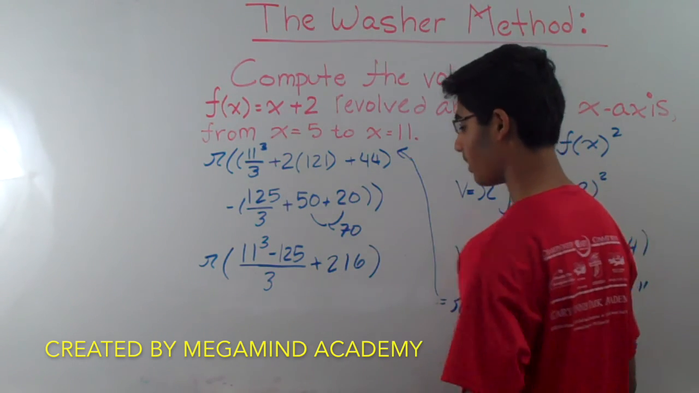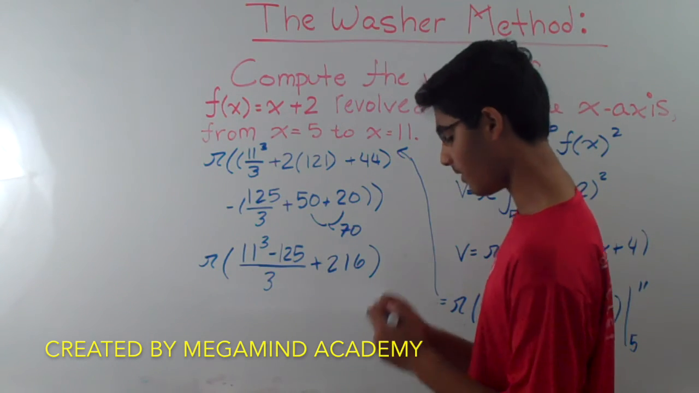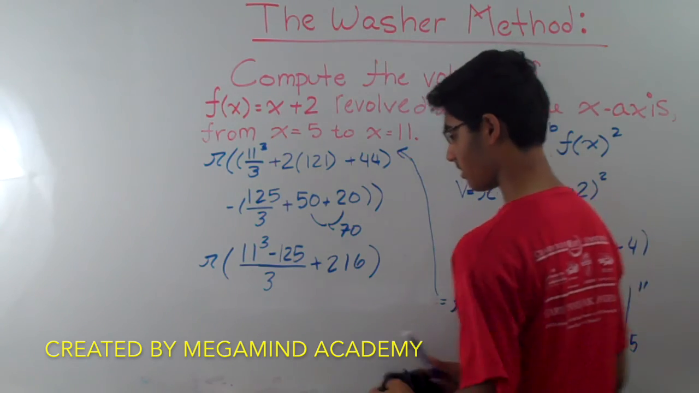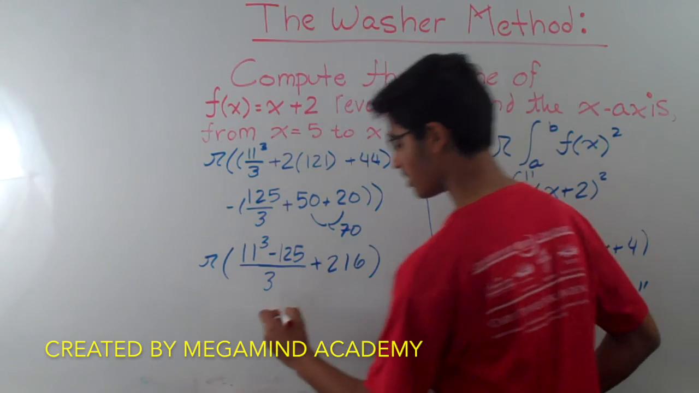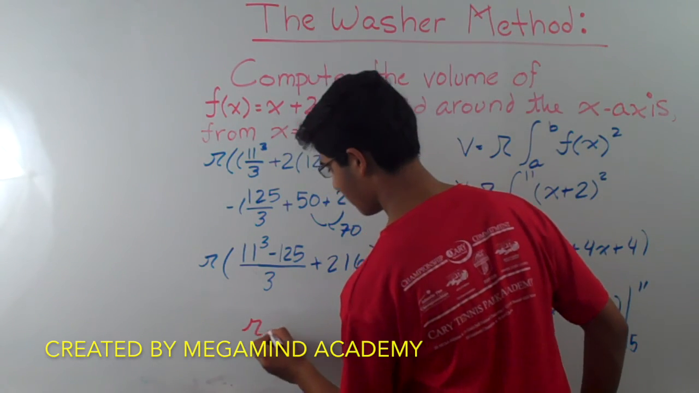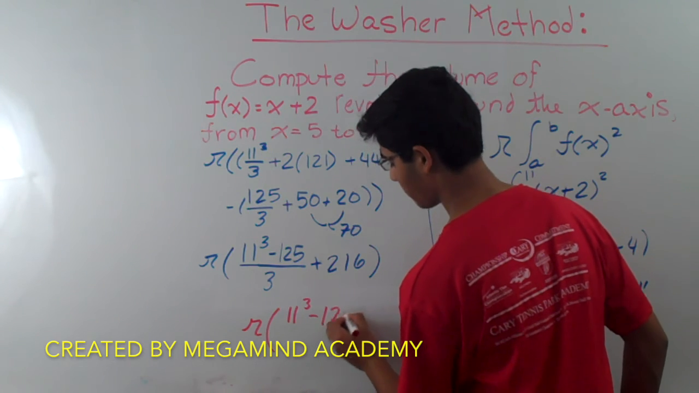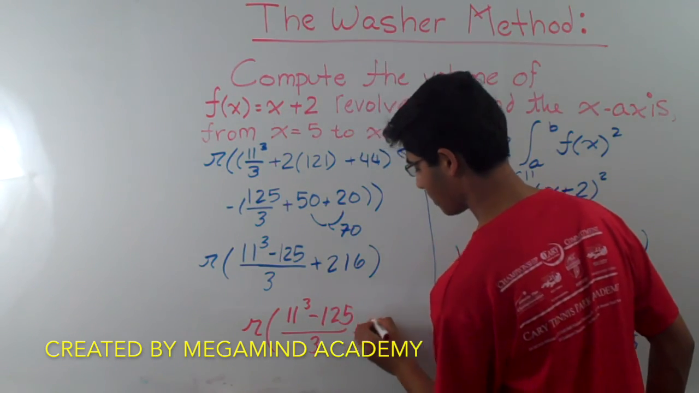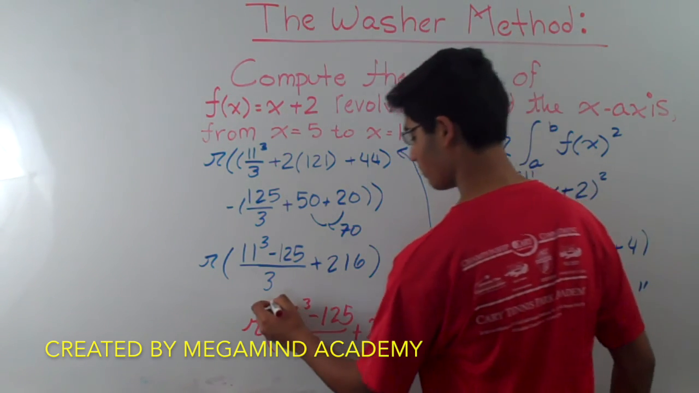So we are left with pi times 11 cubed minus 125 over 3 plus 216. Let's rewrite this as our final answer. So we get the volume is equal to pi times 11 cubed minus 125 over 3 plus 216.